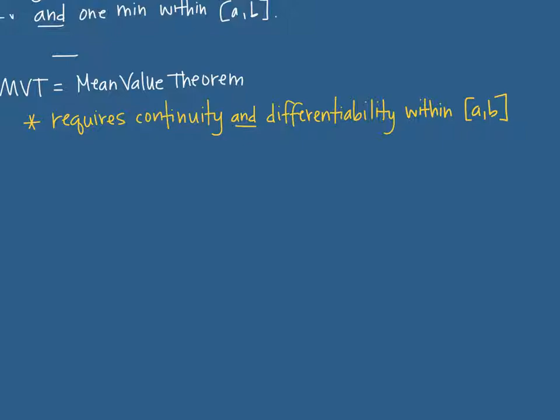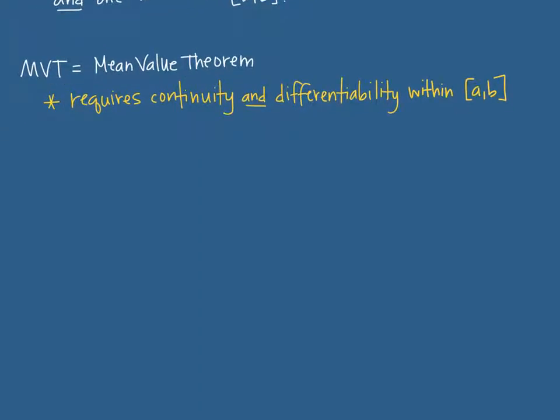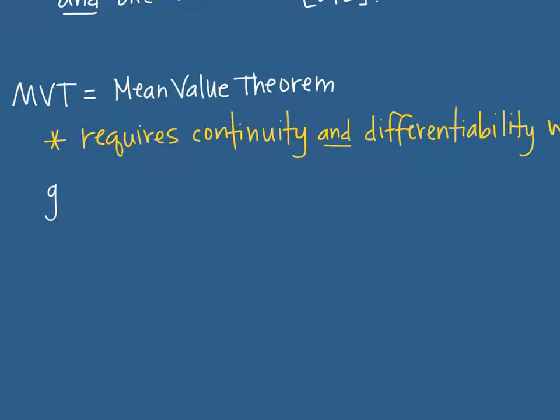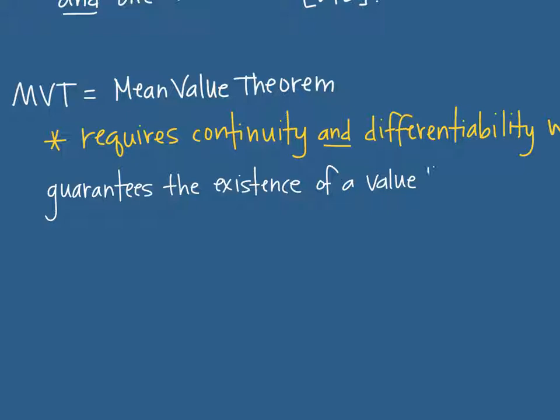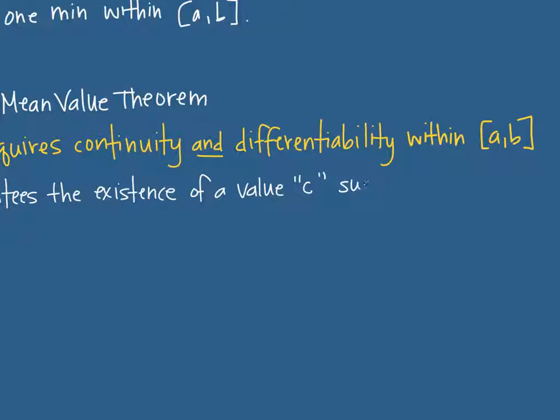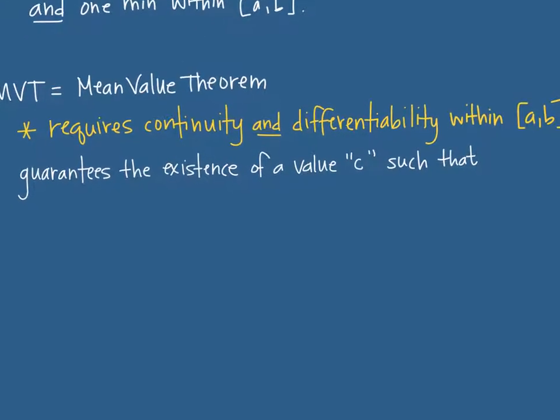If all of that is satisfied, then the mean value theorem will guarantee the following. It guarantees the existence of a value c, little c, such that the following is true. F prime of c.